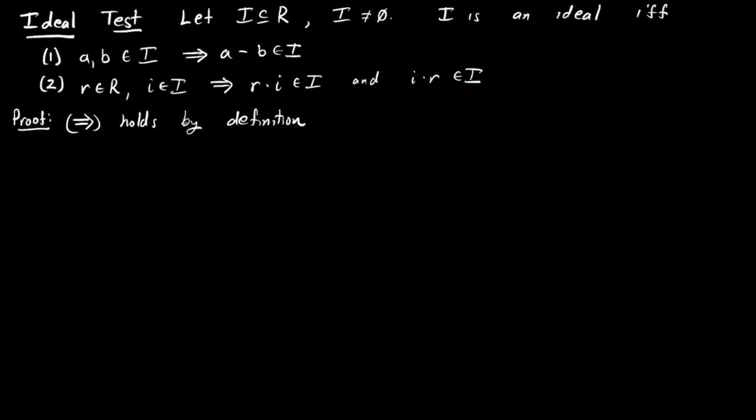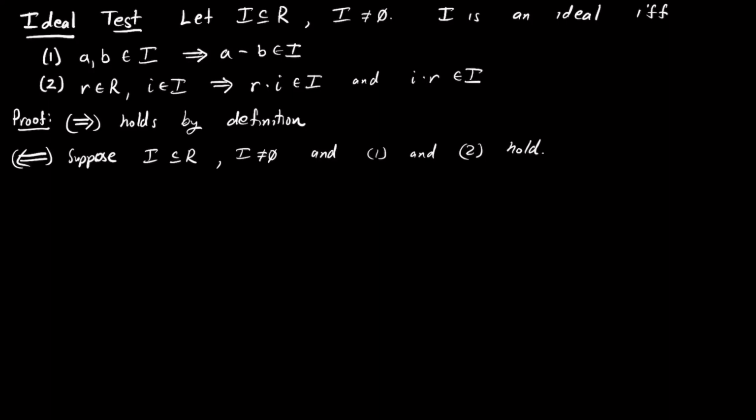So the forward direction follows by definition. There's nothing to prove here. If I know that I is an ideal, then I know it's a subring. Therefore, I know it's closed under subtraction, so 1 holds. And I know that it's an ideal, so it has the absorption property. So the forward direction just holds by definition. The backwards direction is the more interesting one.